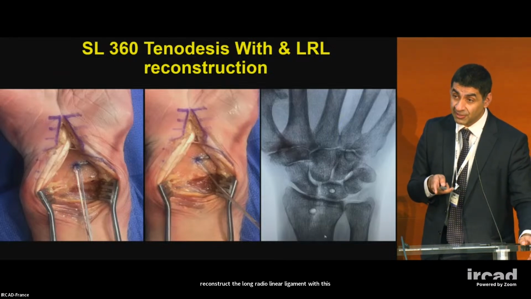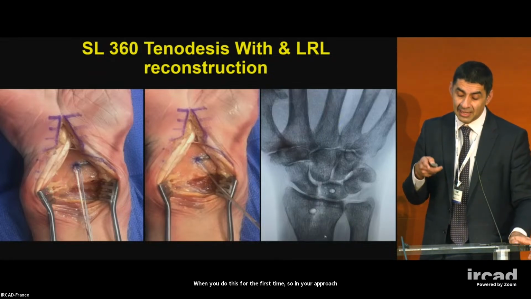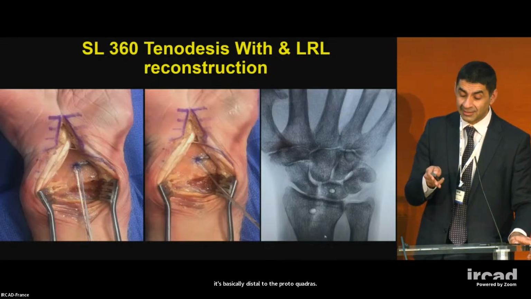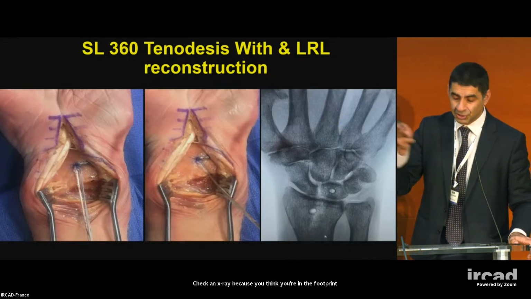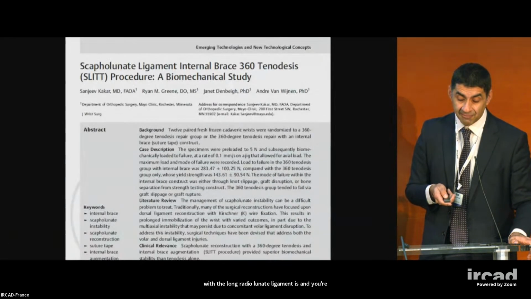When you do this for the first time, in your approach, it's basically distal to the pronator quadratus. Check an x-ray, because you think you're in the footprint where the long radiolunate ligament is, and you're either too ulnar or too radial. And so it's humbling to see where your K-wire is at first.